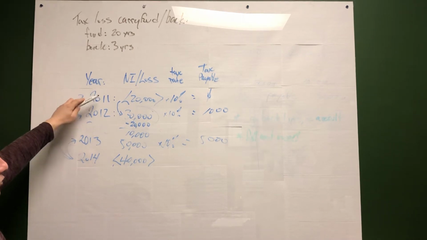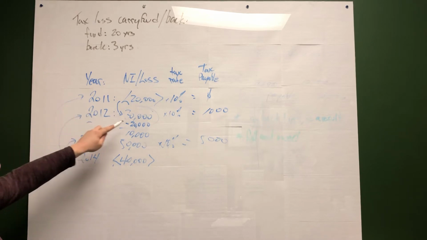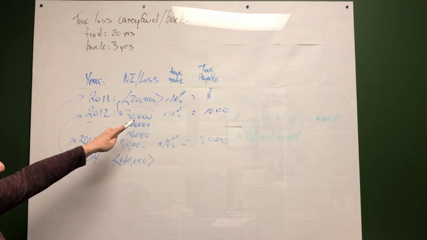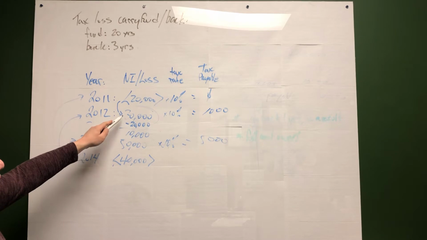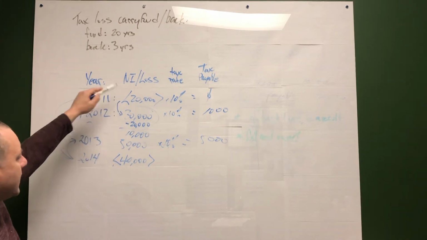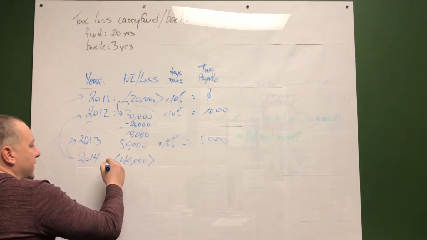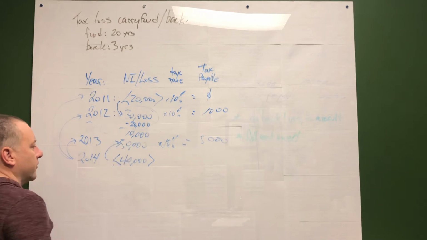We lost 20,000 in 2011, and in 2012 we made 30,000. So as a result, we don't want to have to pay more tax than we have to. What happens there? We used up our tax loss. So the only thing that we can apply this $40,000 loss to is the 2013 year.